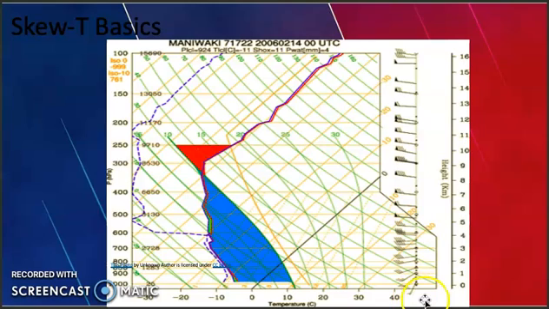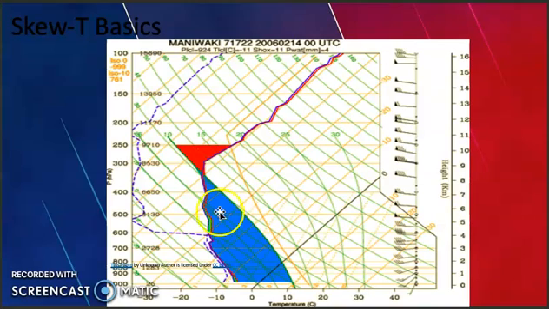So for example, we have 5 knots at 1,000 millibars, which is really near the surface, and we have about, I would say, about 70 knots at 250 millibars, and that's within the upper part of the atmosphere.